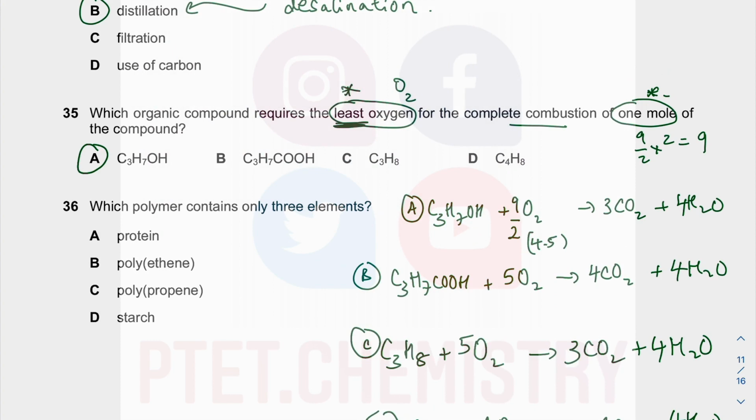Which polymer contains only 3 elements? Only 3 elements. Protein is quite big. Yeah, you have C, O and H, and you have the amide, the polyamide linkage, and I can cross out A because 1, 2, 3, 4, that's a minimum of 4 already. Okay, you only want 3 elements. Starch. In starch you have C, H, O. What else?